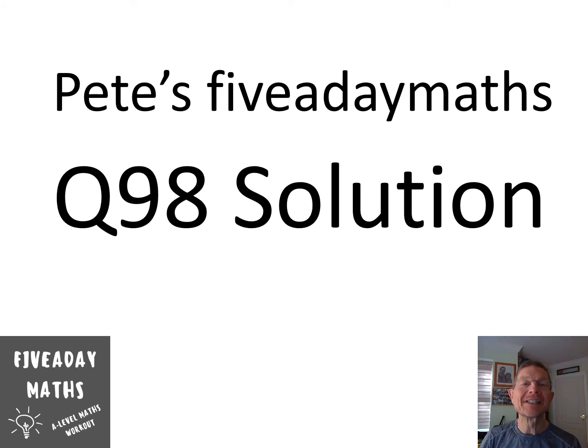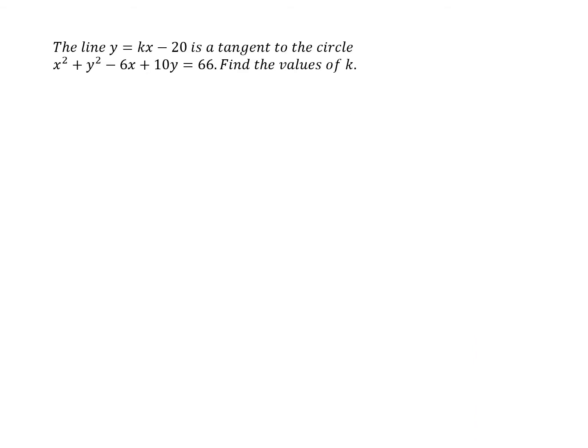So question 98 now, all about the intersection of a circle and a line to make a tangent. The first thing I want to do is get a little picture in my head of what's going on. So I'm going to draw a little sketch of this circle. It's not strictly necessary for this question, but it's going to help me to put the equation of the circle in standard form so that I can see the center and radius.